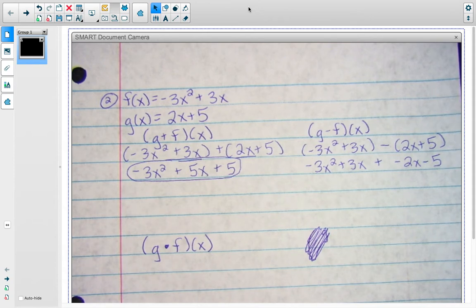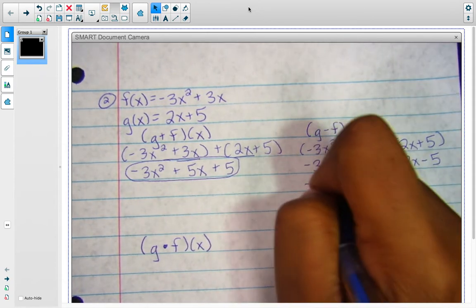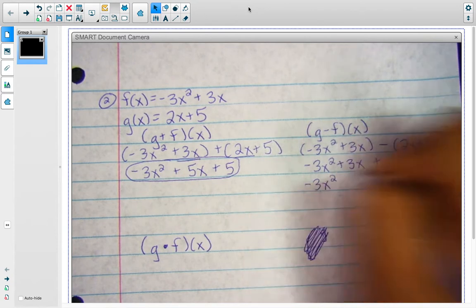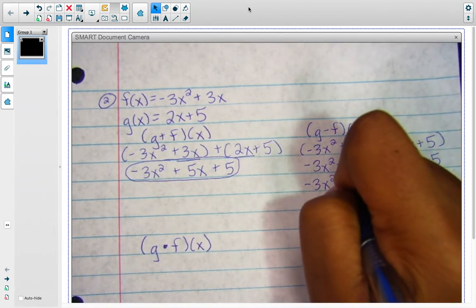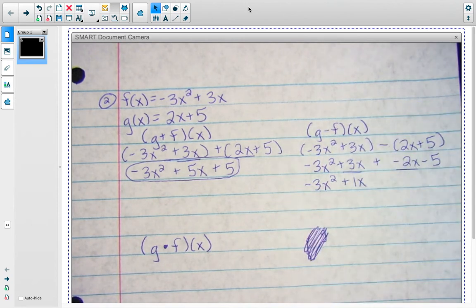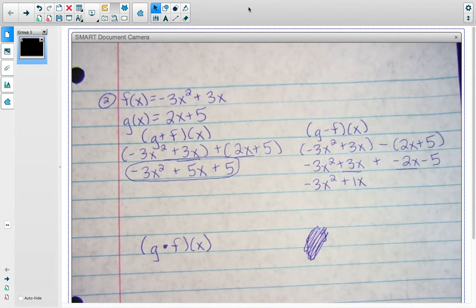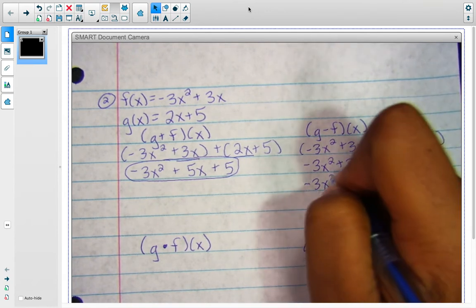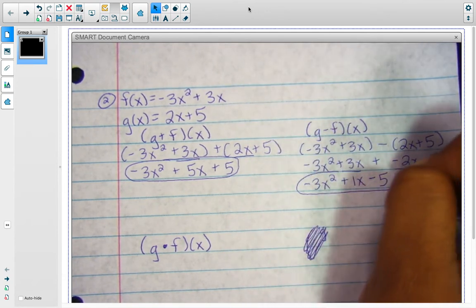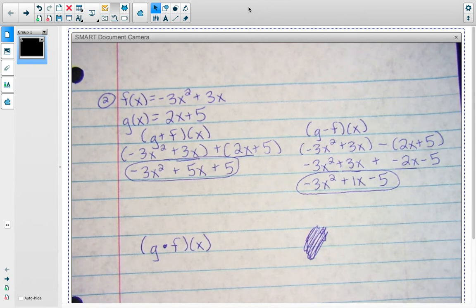Now we go through and combine like terms. Nothing goes with the x squared term. We just bring that down. 3x plus a negative 2x is going to give me 1x. Again, you do not need to put the 1 in the front. It's not necessary at all. It's just there in case you need it. And then minus 5. So just like that, we have added and subtracted these two equations right here. Or excuse me, these two functions.